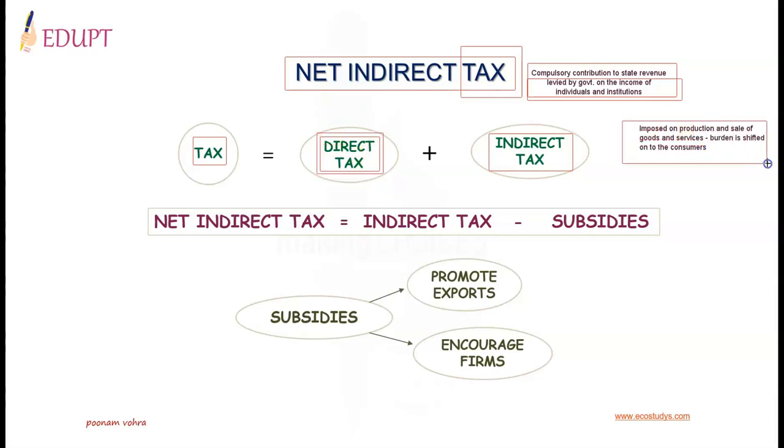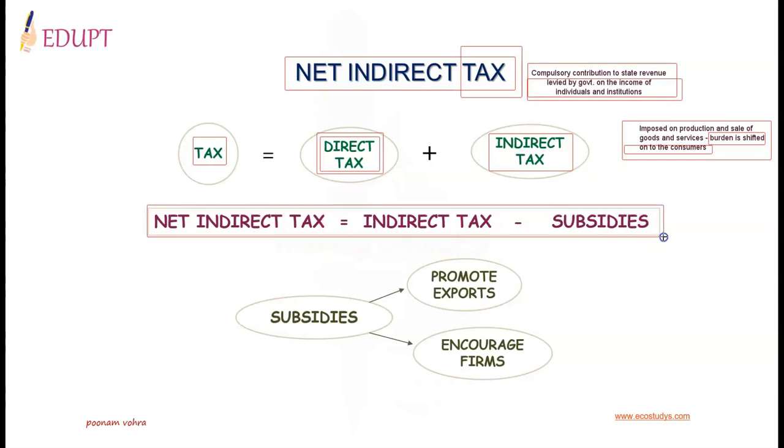Whereas indirect tax is imposed on the production and sale of goods and services by the government. In this case, the burden of tax is shifted onto the consumers in the form of sales tax. Nowadays it's GST, goods and services tax. Previously it used to be sales tax, excise duty, custom duty and so on. So net indirect tax can be found by deducting subsidies from indirect tax.